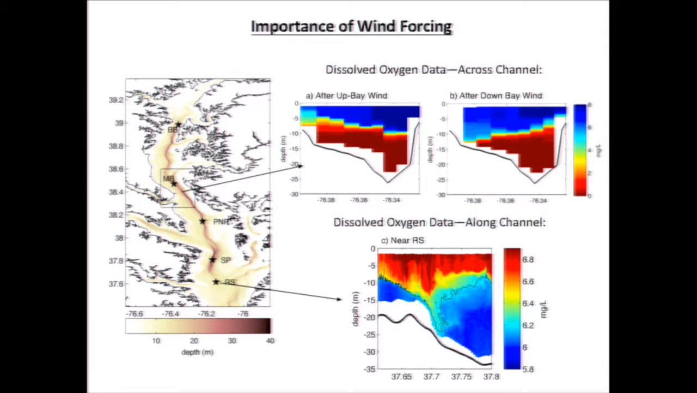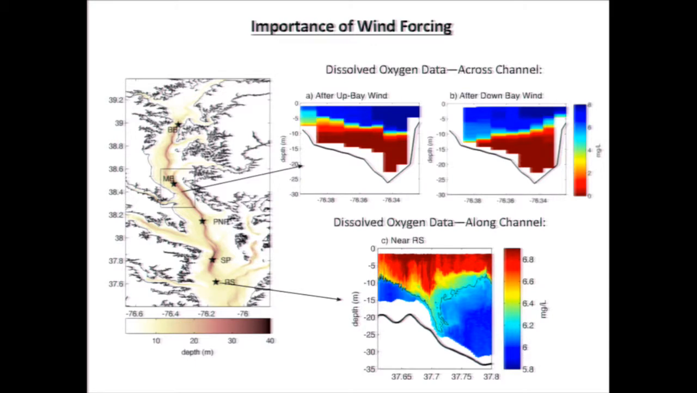This is to the west, and to the right is the east. After the wind blows up the bay, the interface of oxygen slopes down to the right, to the east. That's because of the rotation of the Earth and Ekman transport, and all this low oxygen water is upwelling and mixing on the shoal to the west.